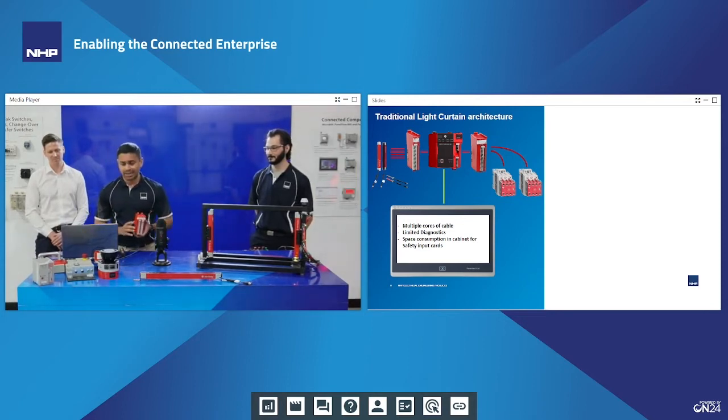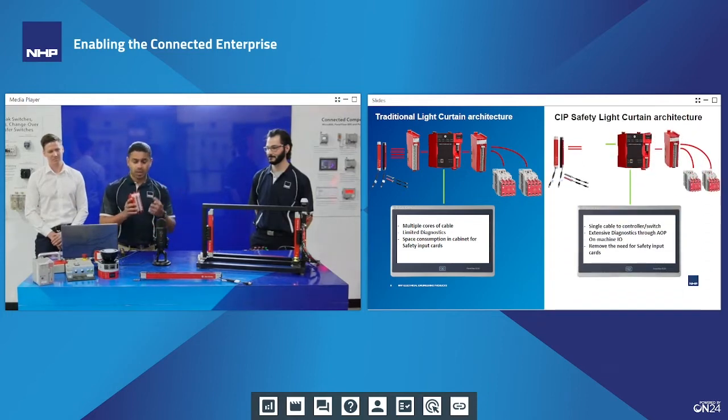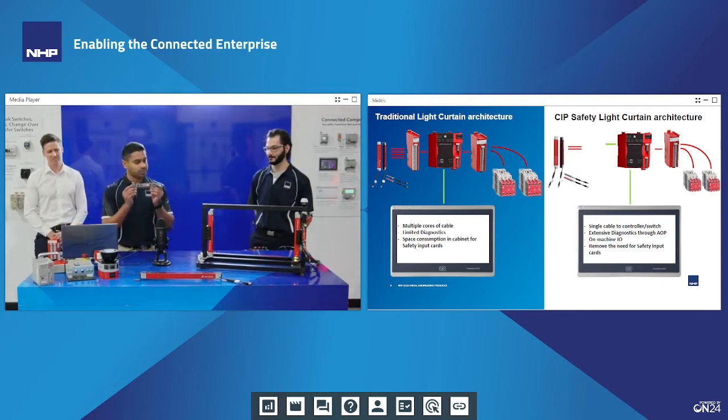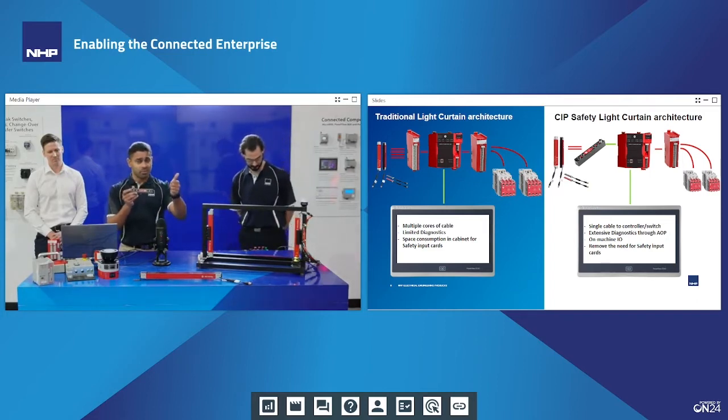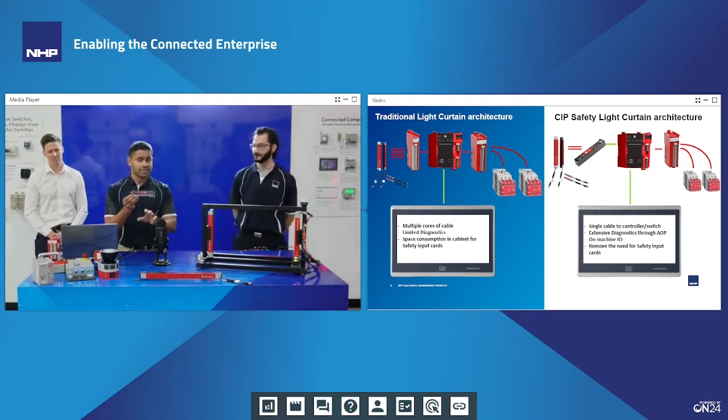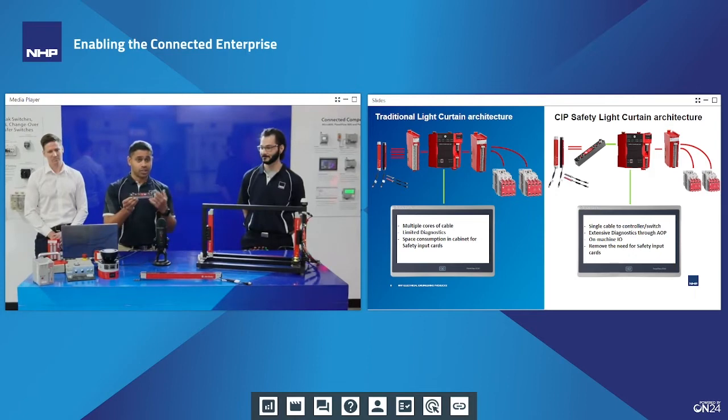Now, how we combat this, as Jack alluded to before, is that we've introduced the CIP Safety over Ethernet block. What this does is it takes those 6 cores of cable and your input cards out, and we have an on-machine device that allows you to connect your light curtains to it. I'll go into the detail of this in a little bit, but just to give you an idea of the benefits, your OSSD signals, your muting signals, and your start reset are all encapsulated into a CIP safety data packet.